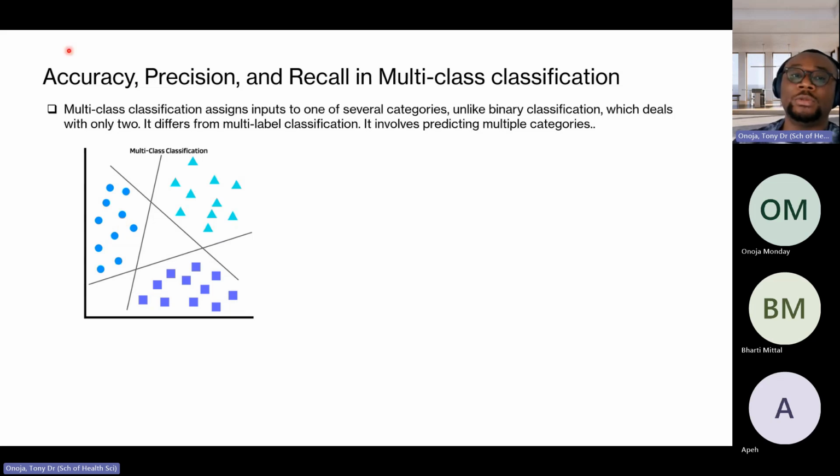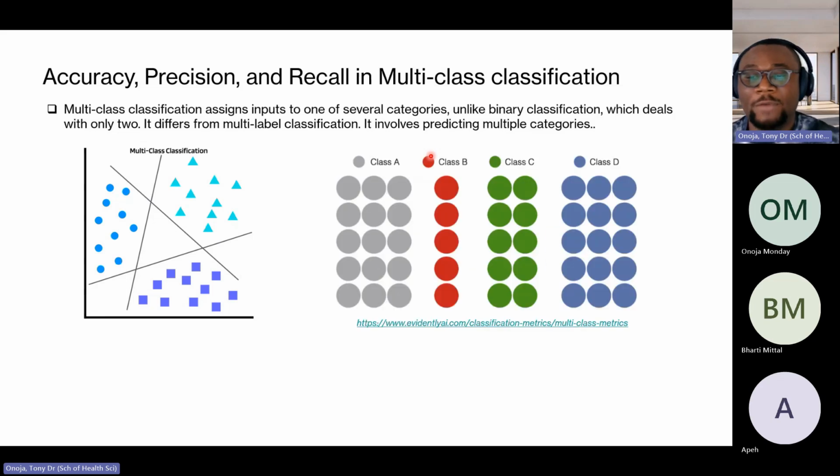So the more you increase them, the more the complexity comes into play. Multi-class classification assigns the inputs to one of several categories. Unlike binary classification, which deals with just two classes, it differs from multi-label classification, which involves predicting multiple categories. We clarified that in a previous class. If you have not watched it, we talked about the multi-label and the multi-class issues, where we delved into the practical section of these classes. But today we're not focusing on the data type problem itself, but the metrics that we use to evaluate them.